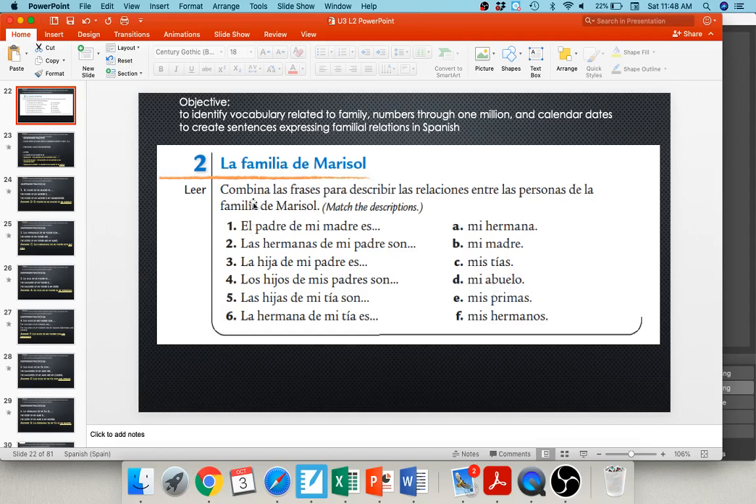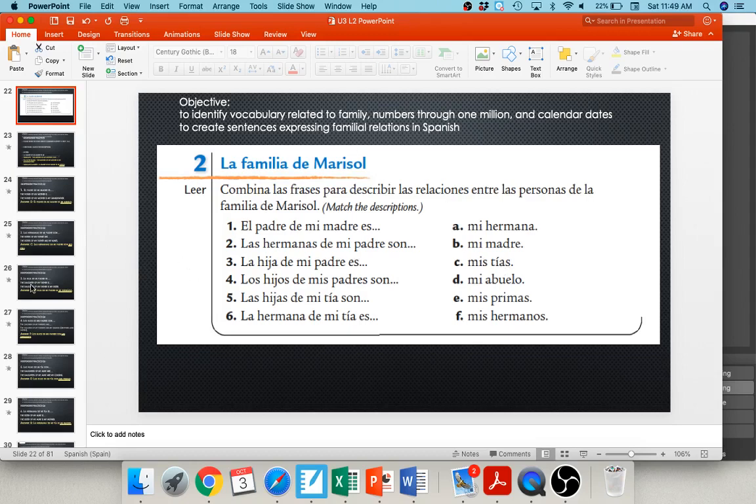Look at number 2. Las hermanas de mi padre son blank. So las hermanas, the sisters, de mi padre, of my dad, are blank. So my dad's sisters, in this case, are my aunts. So we should find the word for aunts, letter C. Mis tías, my aunts. Okay, I want you to take a moment here, and I want you to try numbers 3 through 6 on your own. Just pause your audio, give these a try, and when you're ready, you can unmute yourself.